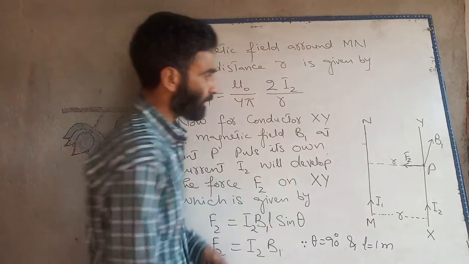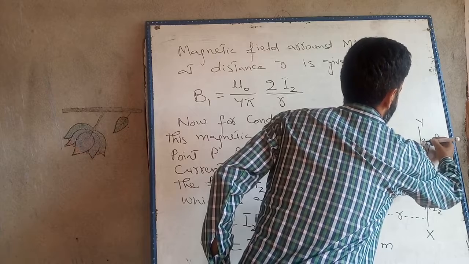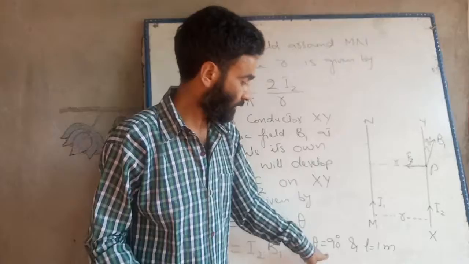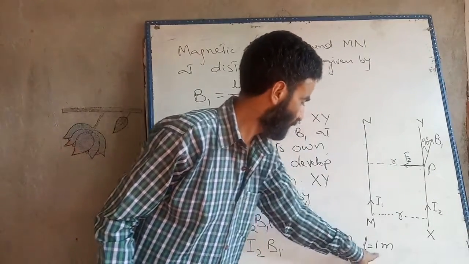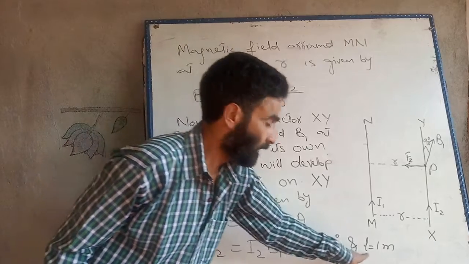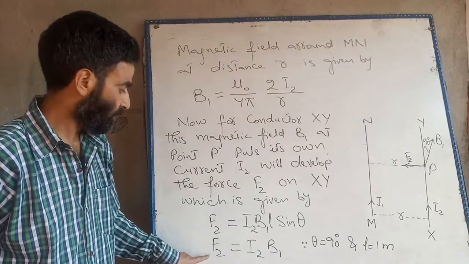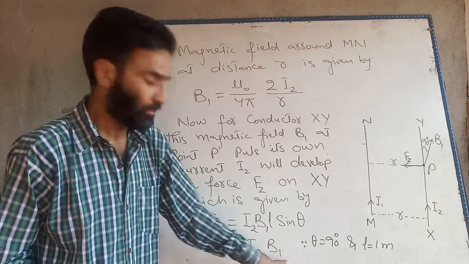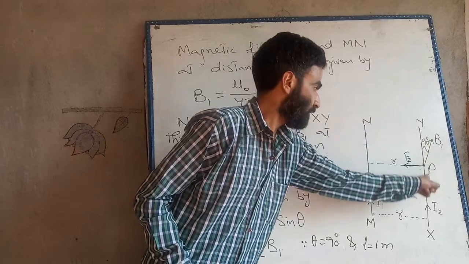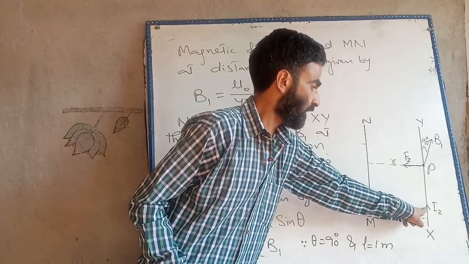Theta is the angle. Here, theta is 90 degrees. So by using angle 90 degrees, let us take the length of this conductor only 1 meter. So it is 1 and it is 90. Sine 90 comes to be 1, and length is also 1. So these two being 1, we will get only F2 equals I2B1. So this is the force which gets developed upon this by magnetic field B1 and its own current I2.